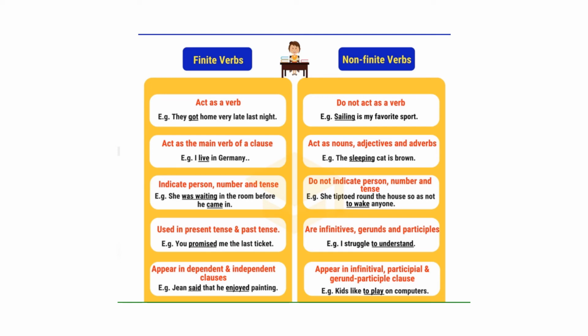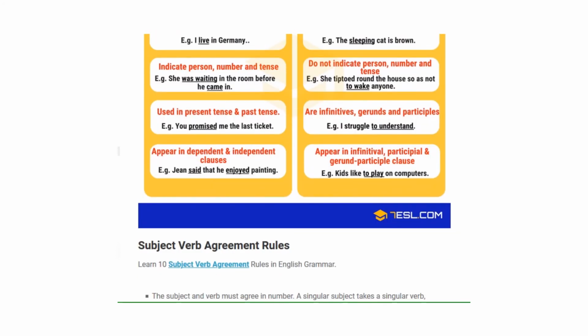Okay, so we have, as usual, some examples. So, finite verbs act as a verb, when we say they got home very late last night. Act as the main verb of a clause: I live in Germany. Indicate person, number, and tense: she was waiting in the room before he came in. Used in present tense and past tense: you promised me the last ticket. Appear in dependent and independent clauses: Jean said that he enjoyed painting.